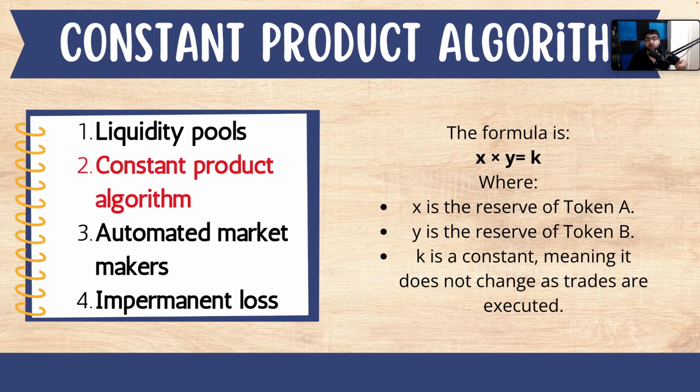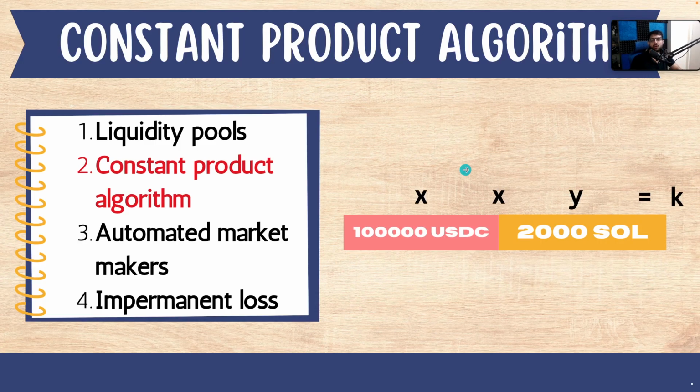2000 Solana is the reserve of token A. 100,000 USDC, the 100,000 is the reserve of token B. So 2,000 and 100,000 are the reserves of token A and token B. The constant product algorithm says this into this should always remain constant.